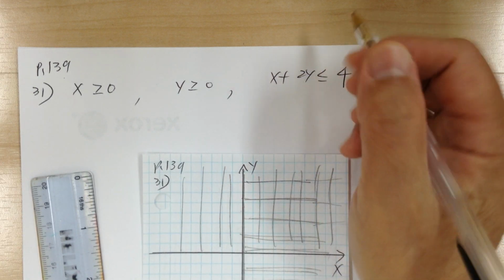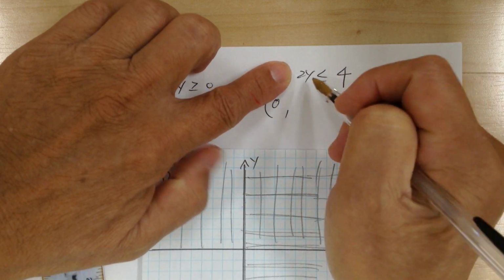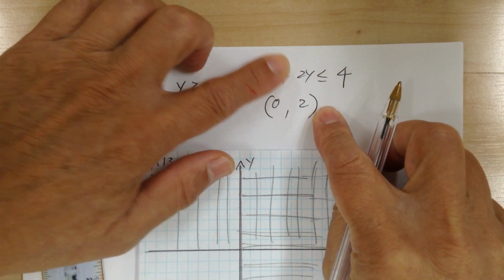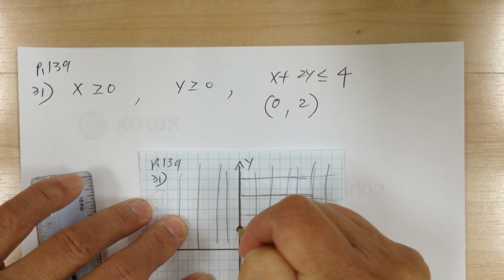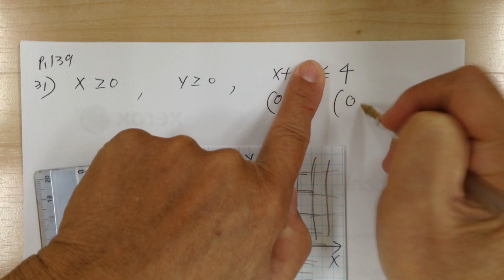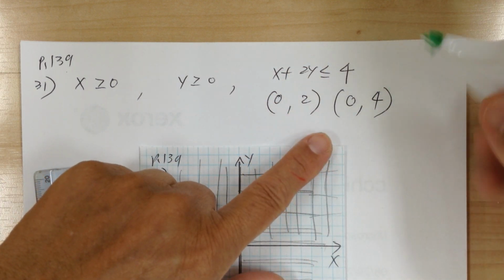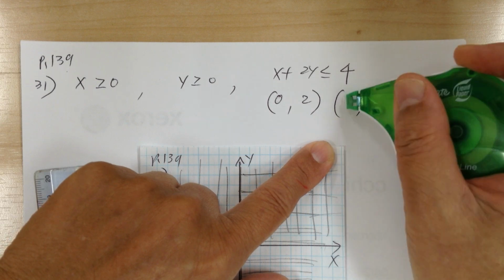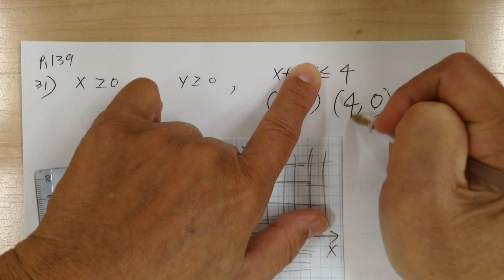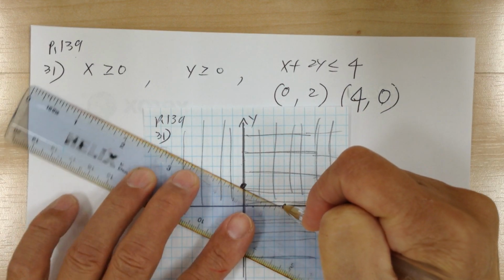This one again we can use the intercept method. So when x equals 0, again think of this as equal. So divide by 2, so y will equal 2. So 0, 2 will be right over here. And then you make y equal to 0, then x will equal to 4. So when y equals 0, x equals 4. So this is 4, 0. So 1, 2, 3, 4, right over here.